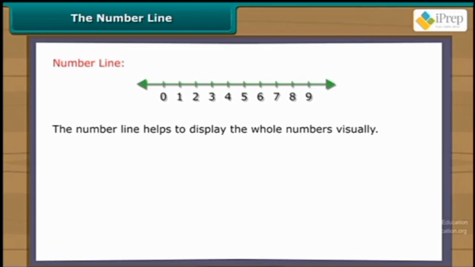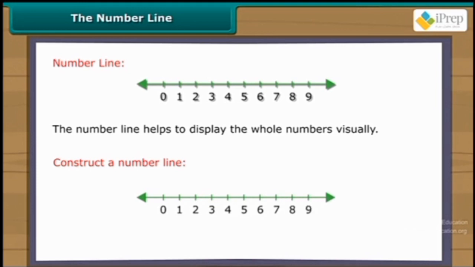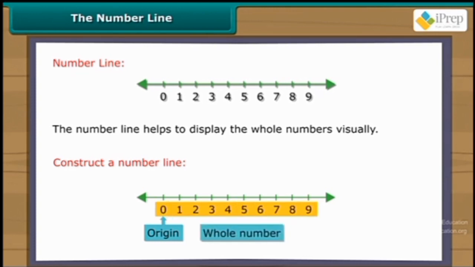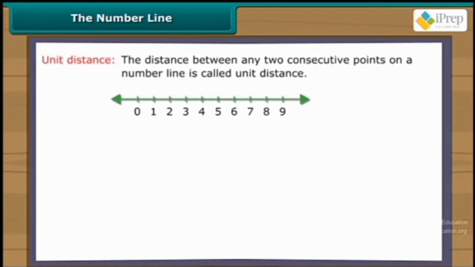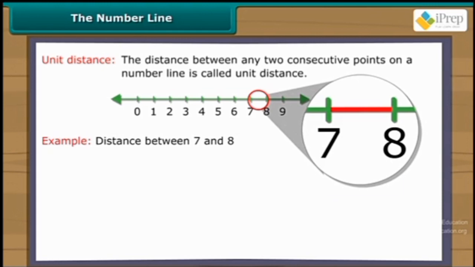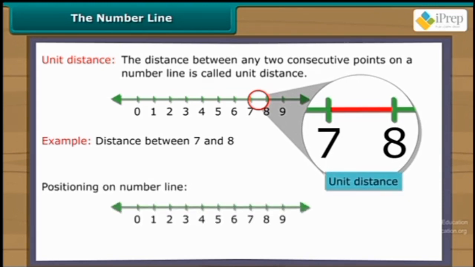The number line helps to display the whole numbers visually. To construct a number line, we simply draw a straight line and choose any point on the line and label it 0. This point is called the origin. We then choose some convenient length and, moving to the right, mark off consecutive intervals along the line starting at 0. We label each new interval endpoint with the next whole number. The distance between any two consecutive points on a number line is called unit distance. Out of two whole numbers, the greater number comes on the right of the other number on the number line.